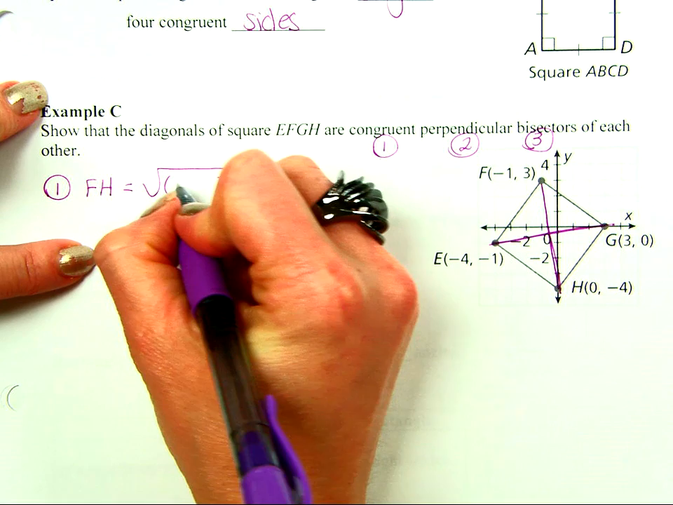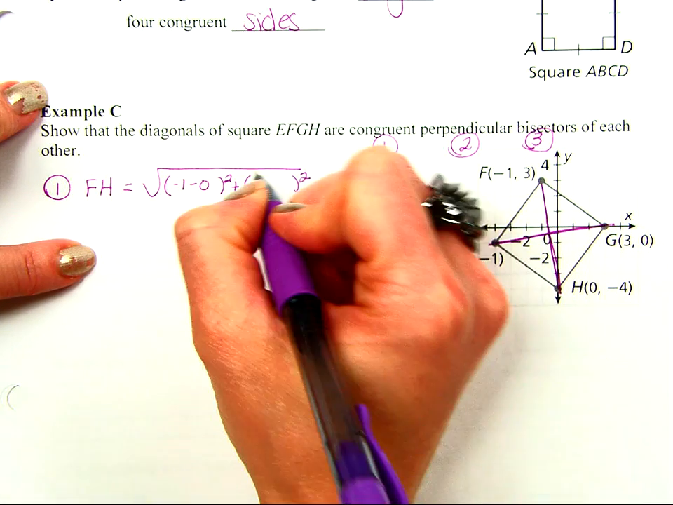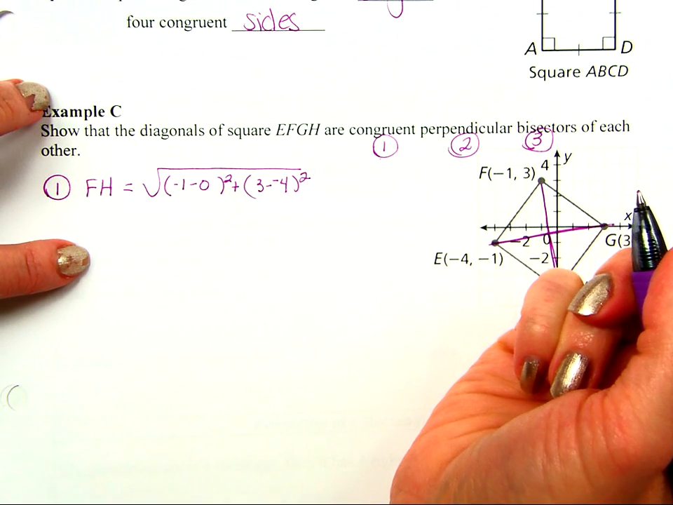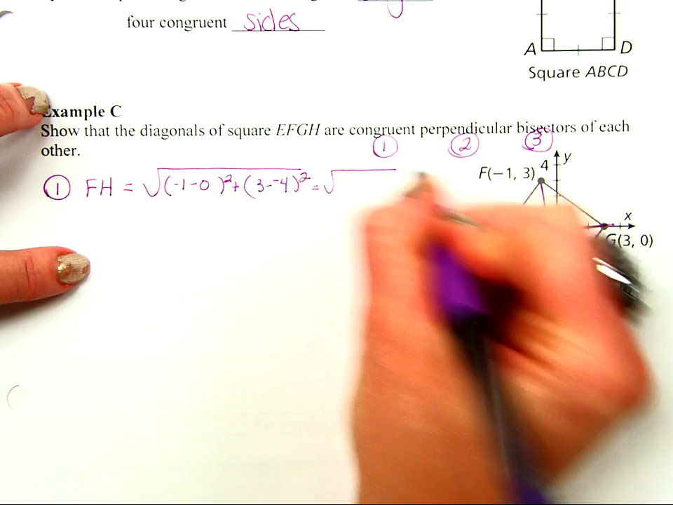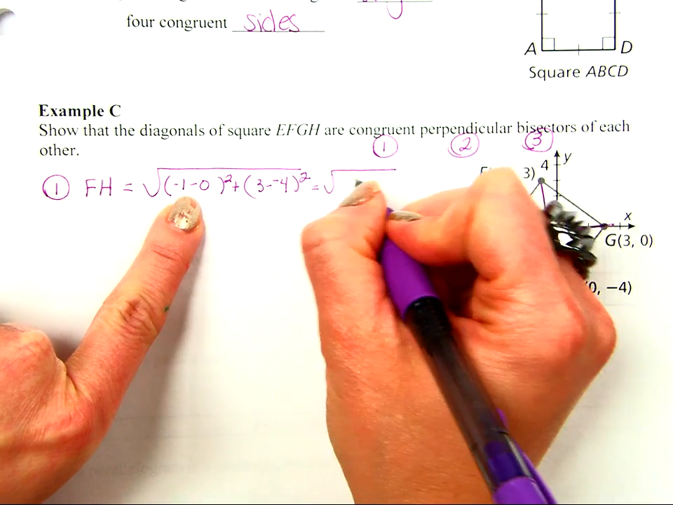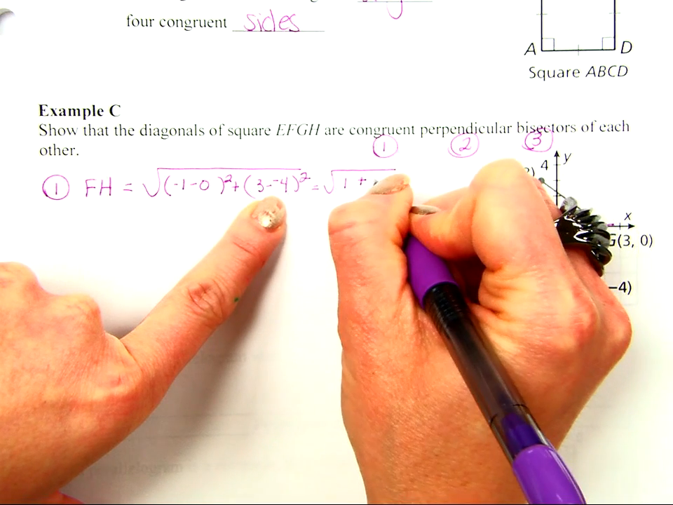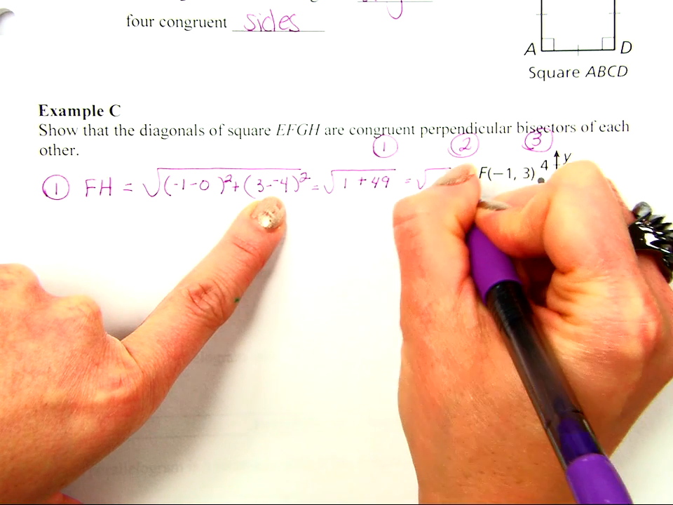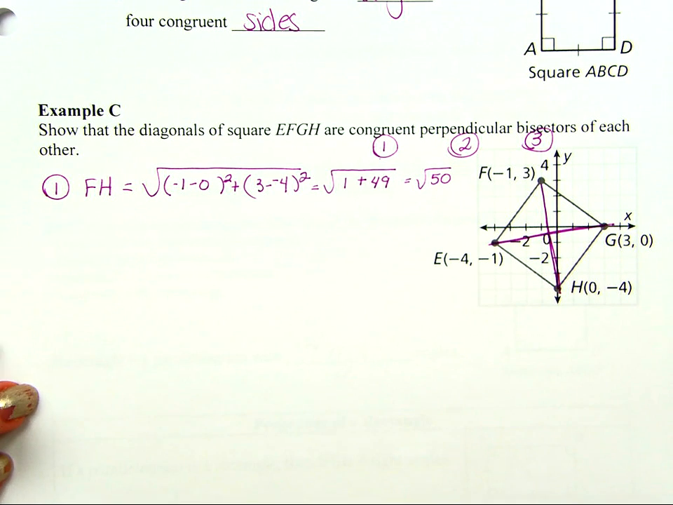So I'm going to take negative 1 minus 0 and 3 minus negative 4. Now you could punch that into your calculator, but because these numbers are fairly small, it might be faster to do this mentally. Negative 1 squared is going to give me a 1. 7 squared is going to give me 49. So this tells me that this has a length of the square root of 50, which is probably about 7.1.